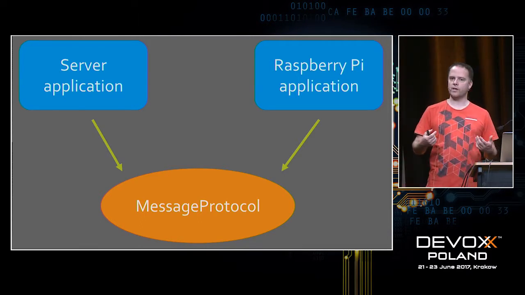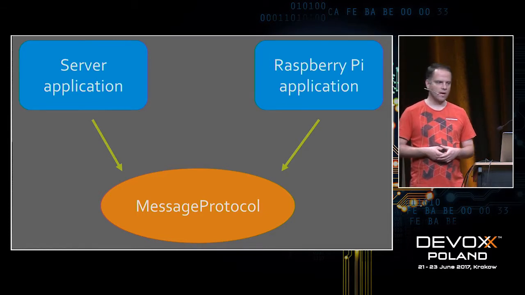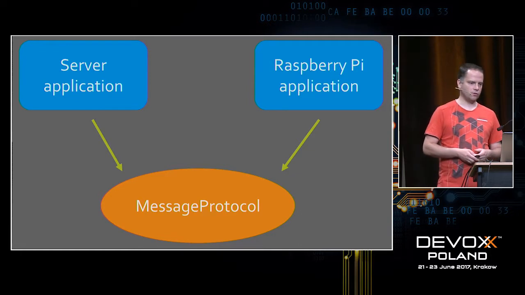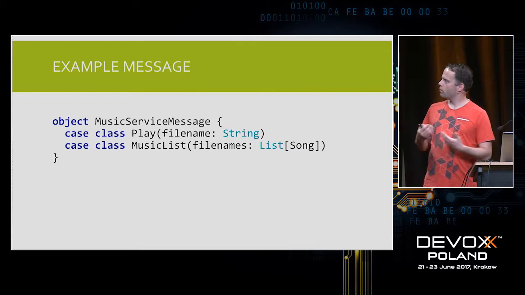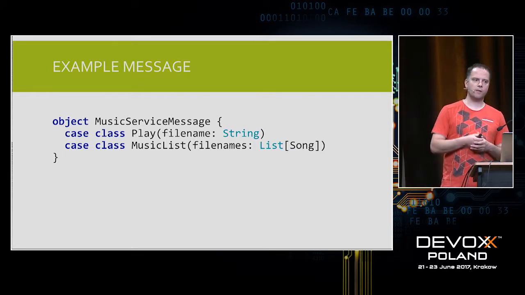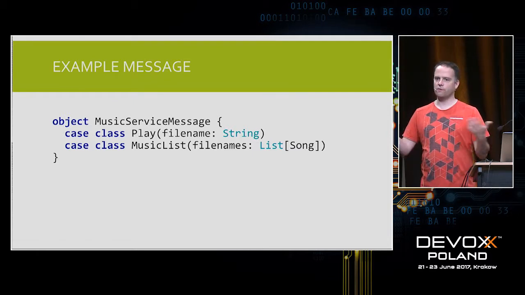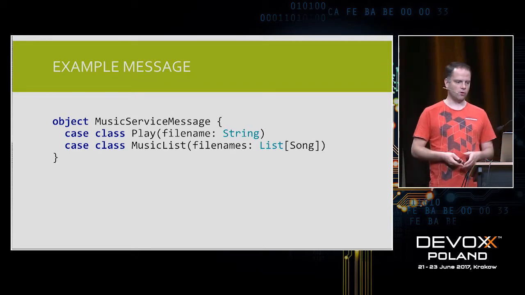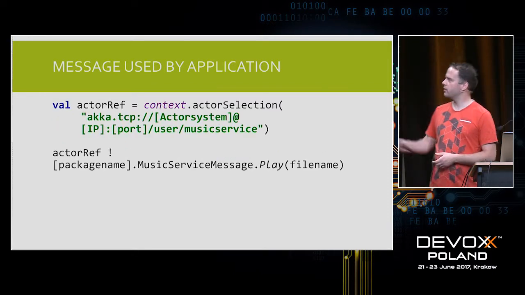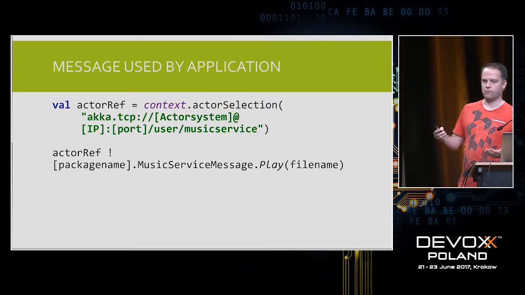The other solution is to create a library where we put in all the messages that we want to send back and forth and use that library in both applications, just like this. So here we see basically two messages. One is a play message, and we specify the name of the file we want to play. And the other one is a music list, which returns a list of files that are located on the Raspberry Pi on the train. So that's basically all you need to do. And then you can say, OK, use the package where the music service message is located in and send the play message. That's everything.